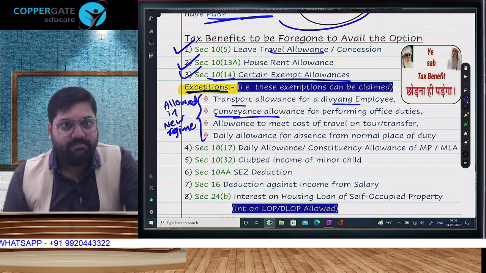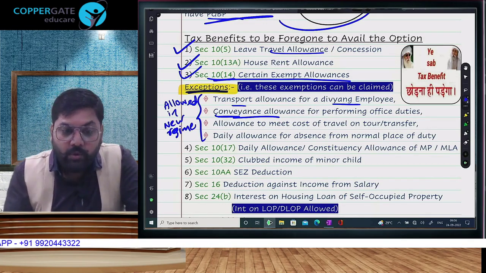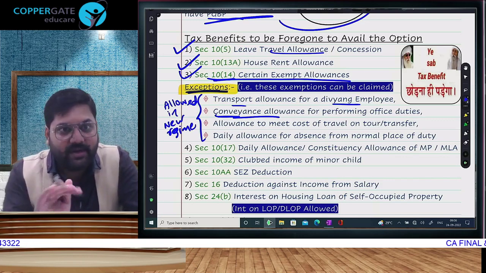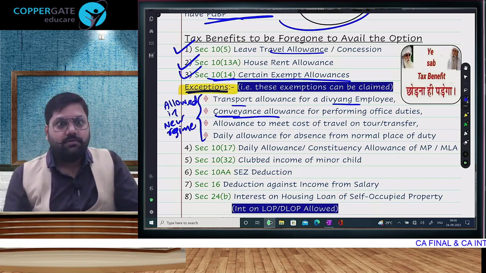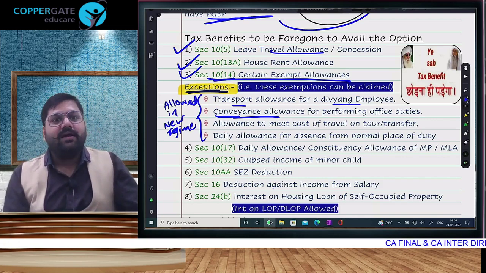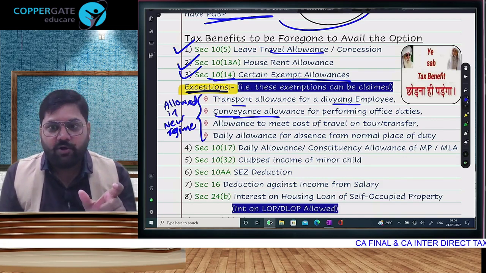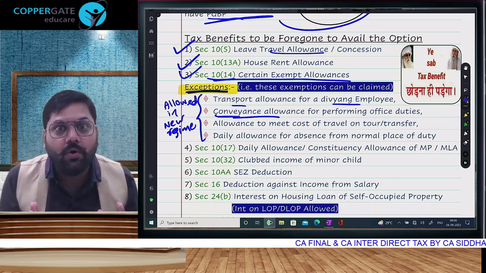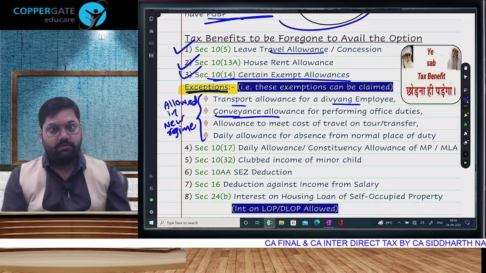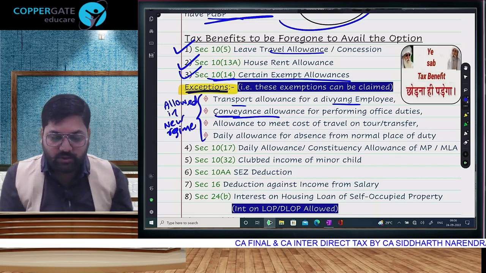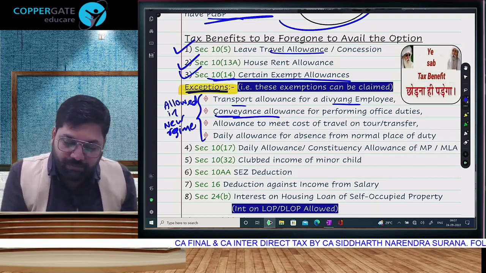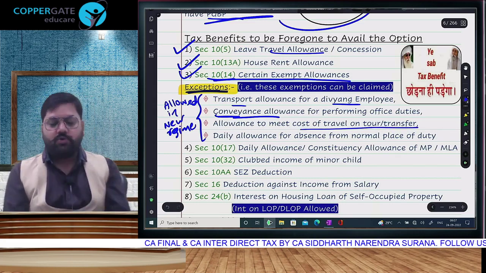Allowed in old regime, and in new regime also. It is an expense, not his profit. You understand what is happening here? Therefore we have kept it under exception. For the Divyang employee we want to give respect, and here it is an out-of-pocket expense. Therefore allowed. And if you understood conveyance, you will understand the other two exceptions also. Allowance to meet the cost of travel on tour and transfer.